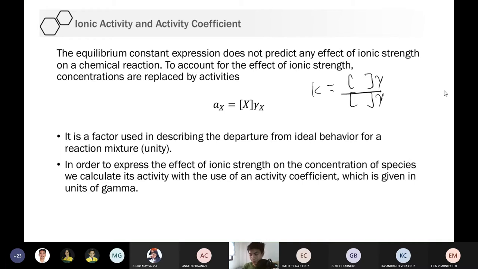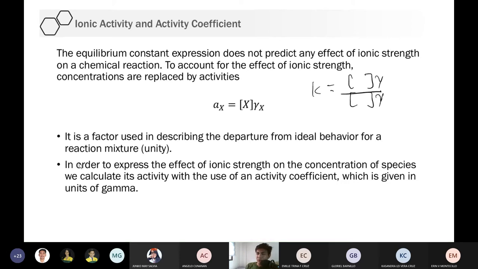So ibig sabihin, itong gamma na to, this is a measure by how much yung deviation niya from idealism, no? From ideal conditions, no? So, ano ba yung ideal? Yung walang ionic atmosphere. Pero ang reality, meron, no? So, yung factor that will tell you by how much yung difference nila ng ideal pati ng real behavior nila, we use the gamma or the activity coefficient.